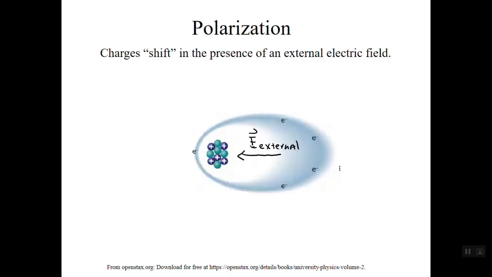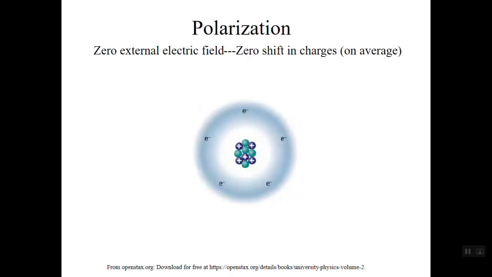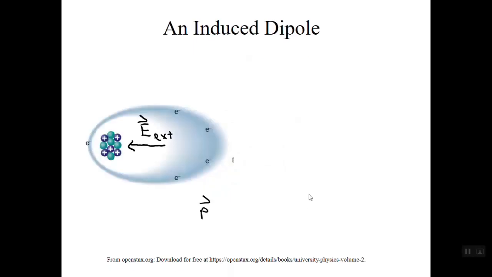Unlike the water molecule, this dipole is not permanent. If the external electric field goes away, the dipole character of the object goes away. This is an example of an induced dipole. The dipole is induced by the presence of an external electric field.